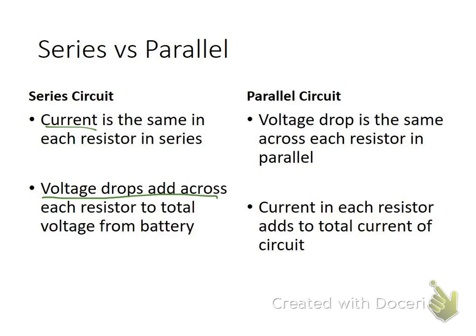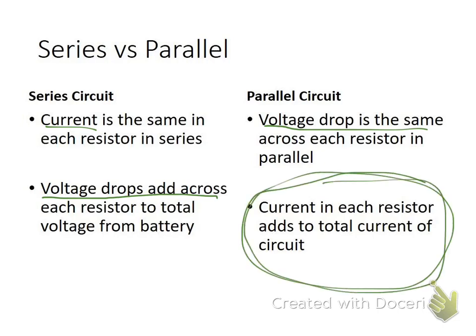In parallel, the voltage drop is the same across the resistors in parallel with each other. That's because you can go down a path of one resistor or the other, but either way you go, you have to drop the same amount of voltage before continuing down the circuit. Now the current does add to the total. That's because current is the flow of charge over time. And if there's a branch in the circuit, some of the electrons will go one way, and some will go the other.